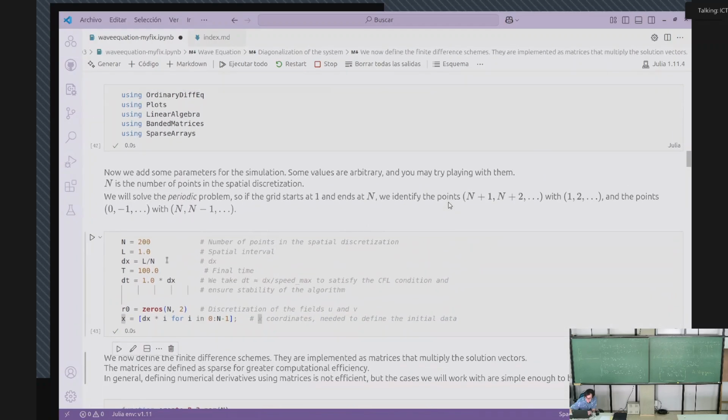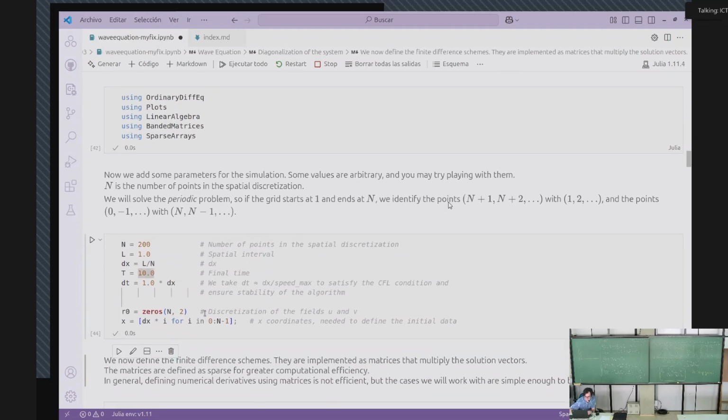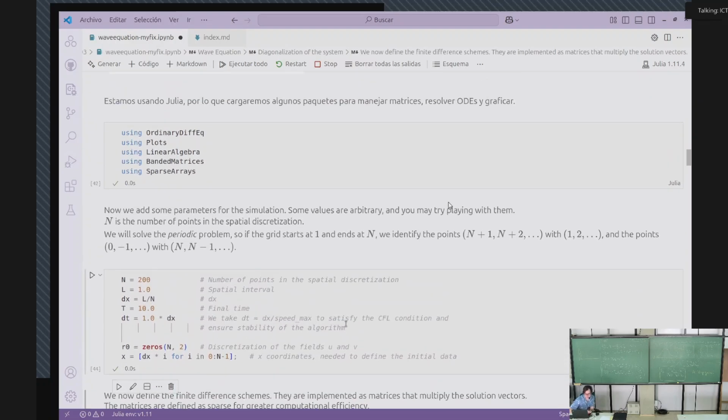So the first step that we are going to take is to discretize in space. So we will take a certain interval, in this case of length 1, and some number of points. We will choose 200 in this case. We'll define a delta x, a final time of integration. This will be the delta time, the time integration step that we will use in the Runge-Kutta, which in this case will be 1 times delta x.